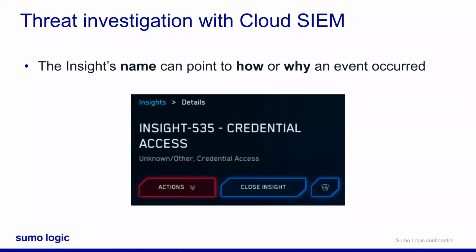The insight's name can point you to how the event occurred or why the adversary is behaving that way. For example, a tactic name like discovery or persistence shows the reasons the adversary has. Similarly, tactic names like initial access or execution can tell us a little bit about the methods the adversary used. These names are just starting points, however, and we may need to revise our hypothesis as we continue.